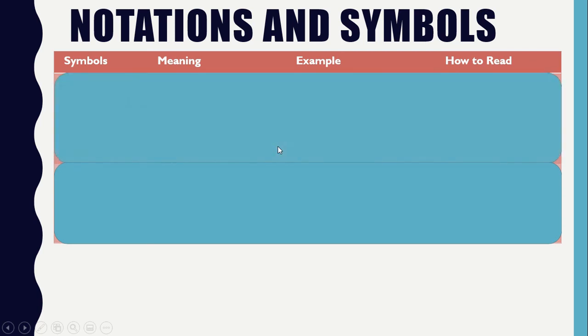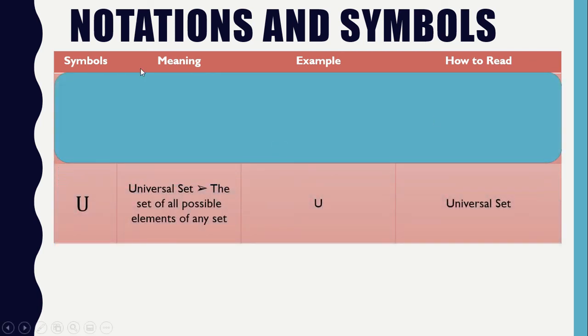Okay? And the last one, ayan, yung tinatawag nating universal set. Okay. Ang symbol niya is malaking U na walang paa or wala yung pababa na guhit. So, U. Meaning, universal set is the set of all possible elements in any set. Okay, so we have the symbol U. How to read? Universal set.